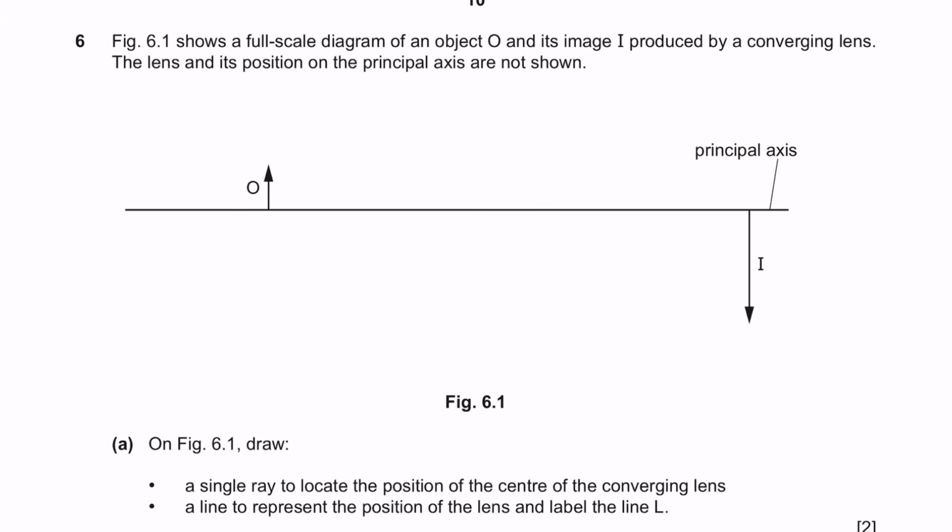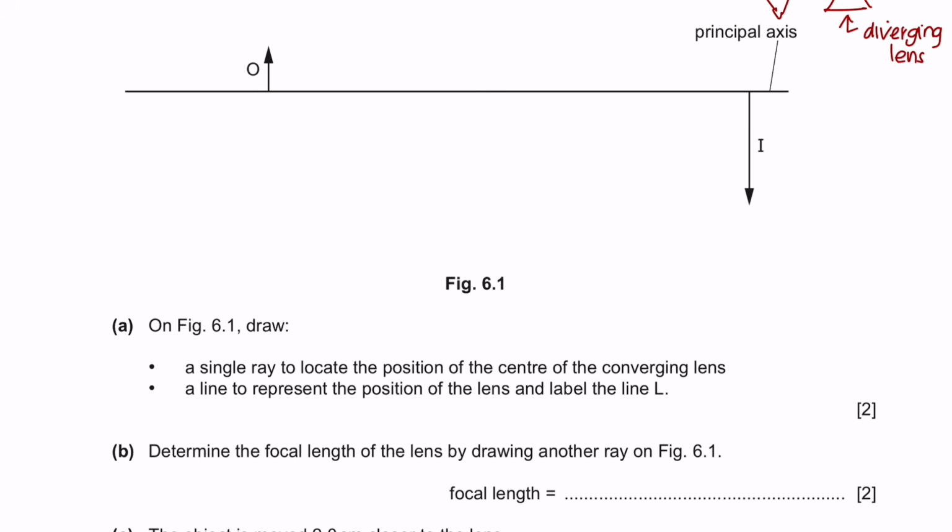Next, question 6. Figure 6.1 shows a full-scale diagram of an object O and its image I, produced by a converging lens. We have 2 types of lens that you will learn in your syllabus. This is a converging lens, known as a convex lens, and another one is a diverging lens, which is known as a concave lens. Question part A. On figure 6.1, draw a single ray to locate the position of the center of the converging lens, and a line to represent the position of the lens and label the line as L.